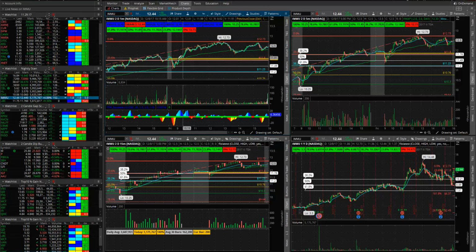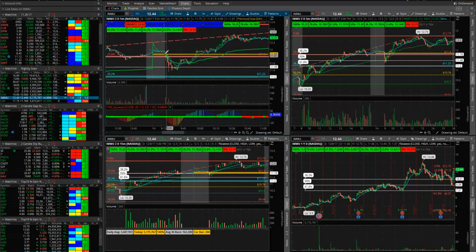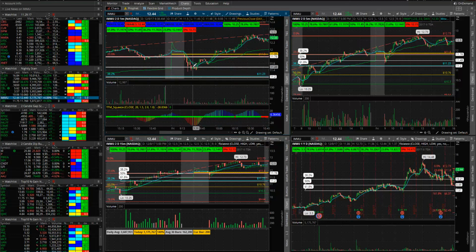IMU. Look at that, another stock. Look at this. Market opens, retraces back to that 50% level. Doesn't get lower. And then it's off to the races.